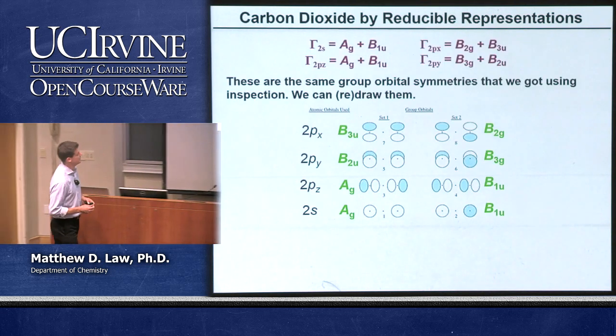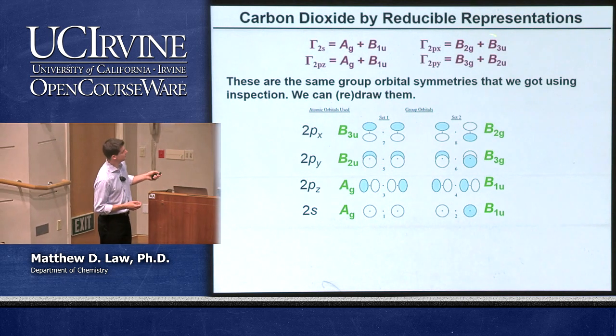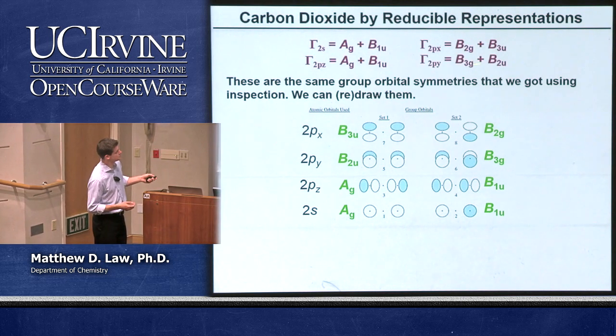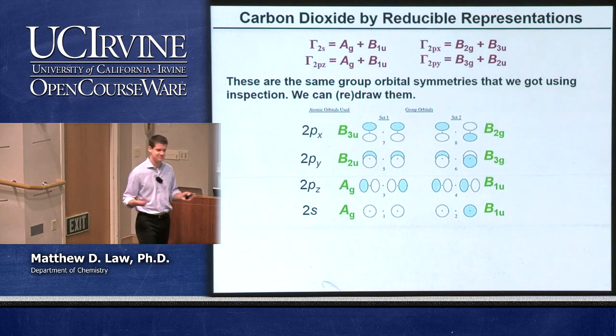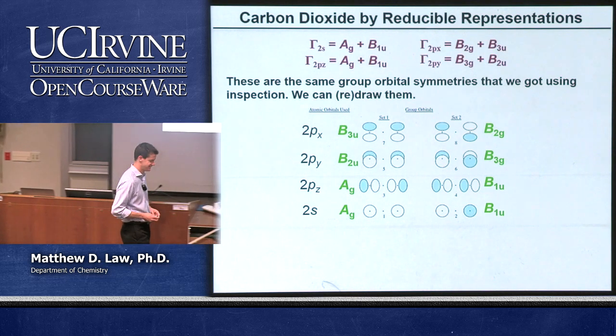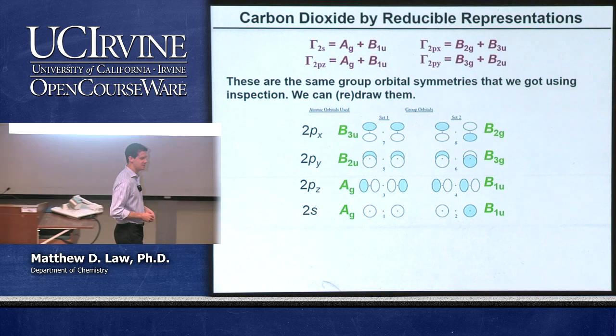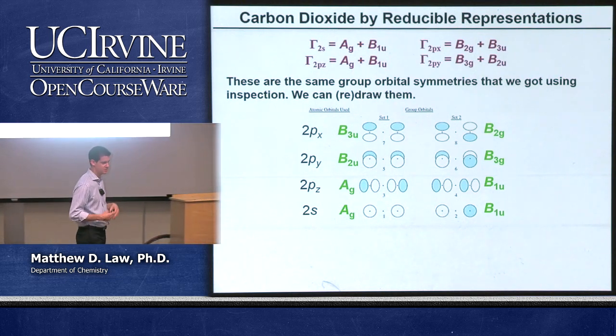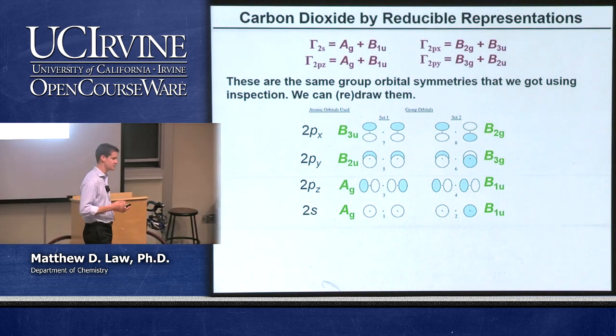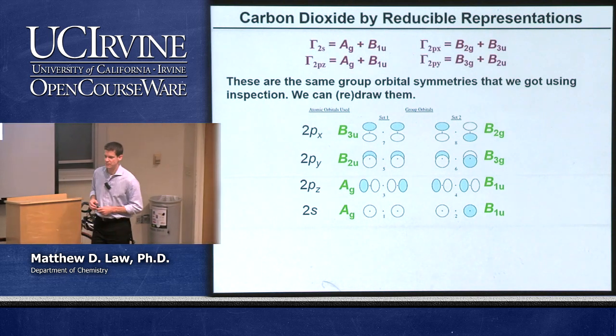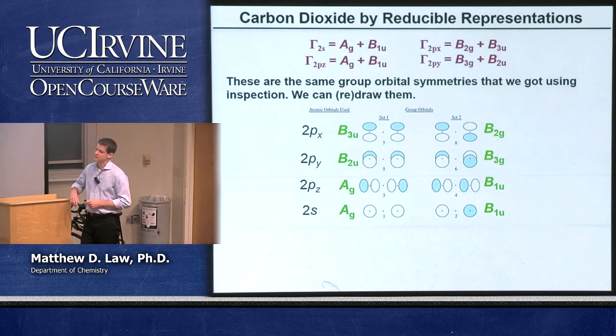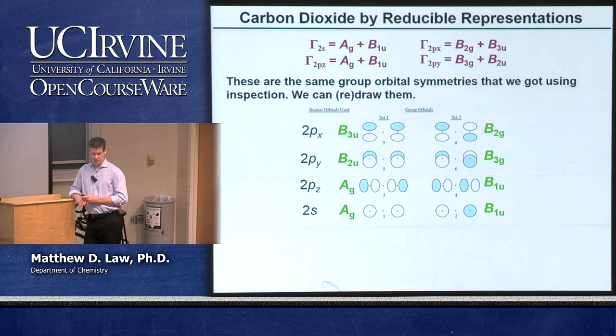Okay? And then this just cements the point. So we have our reduced reducible representations, the 8 different irreducible representations, that correspond to exactly what we showed before. Ag and B1u for the s's, Ag and B1u for the pz's, and so forth for the other 2. It's like magic, right? It works very, very well. And so this is a totally reliable procedure for simple molecules anyway, to determine what the reducible representations are for the group orbitals if you would prefer not to do it by inspection.